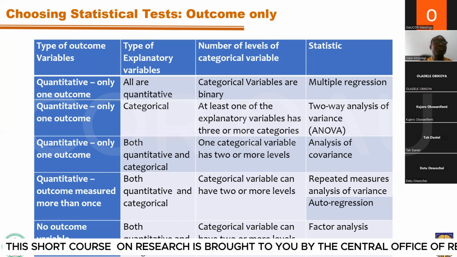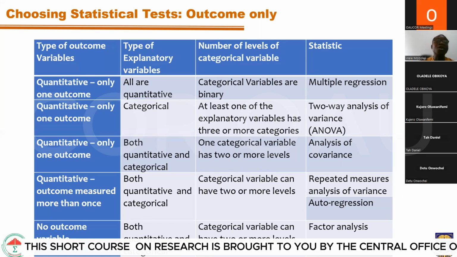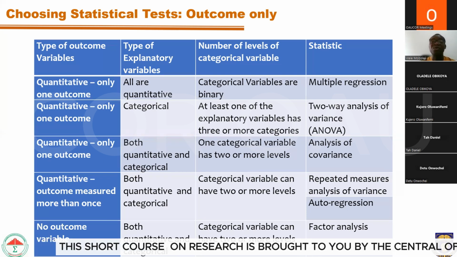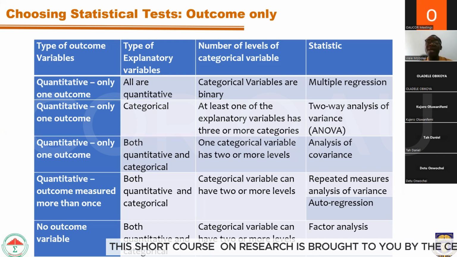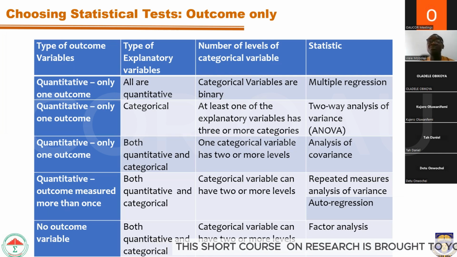So if your outcome variable is quantitative and all your explanatory variables are categorical, and at least one of the explanatory variables has 3 or more categories, then you could use two-way analysis of variance, and you could also use multiple linear regression.